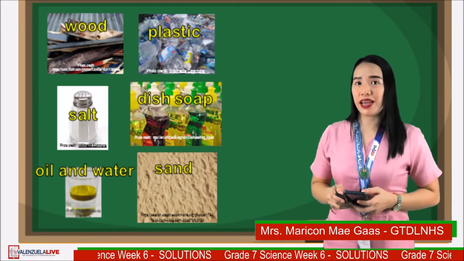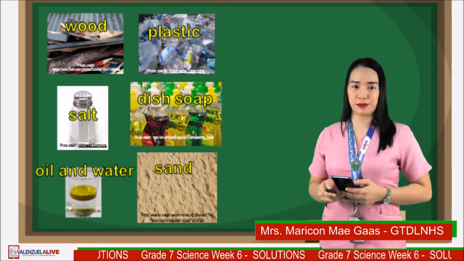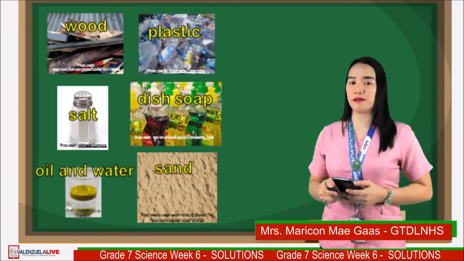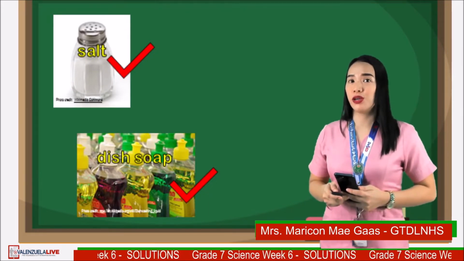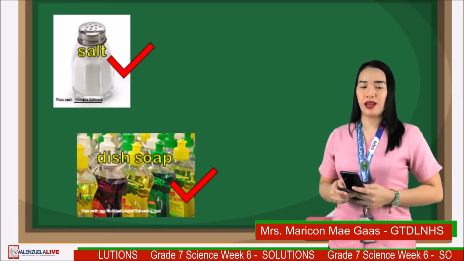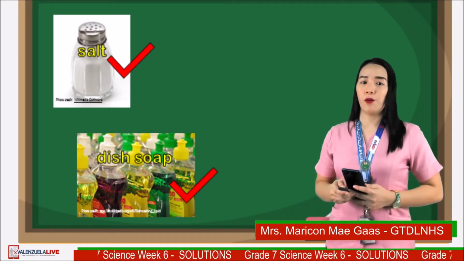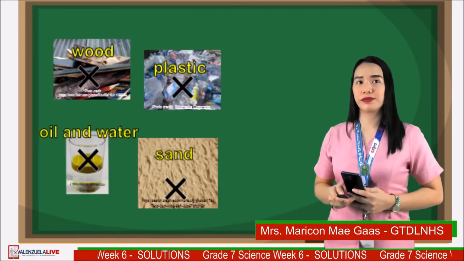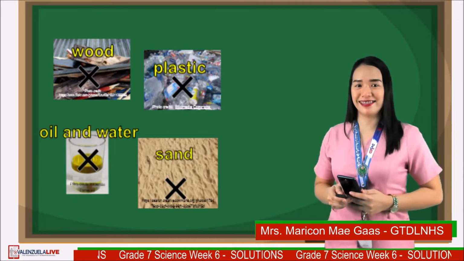Alright, so let's find out what are those soluble and insoluble substances. For the soluble substances, we have salt and dish soap, while those insoluble substances, we have wood, plastic, oil and water, and sand.